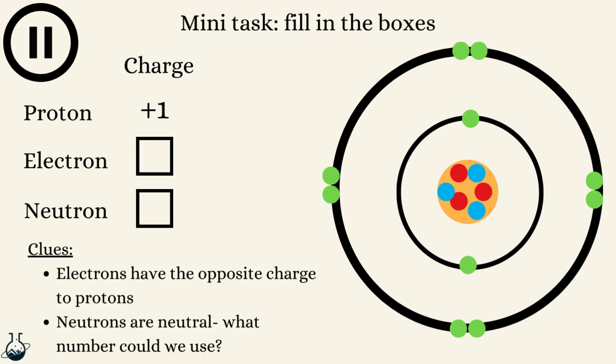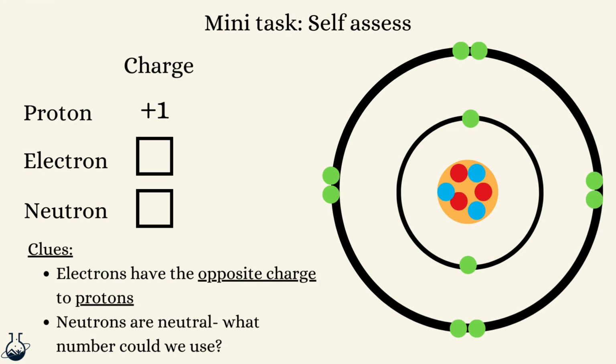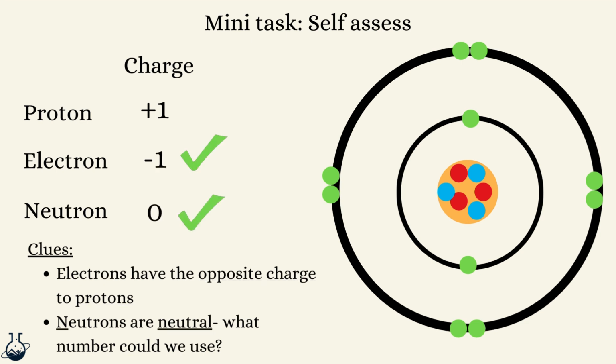Pause the video here and see if you can guess the charges of electrons and neutrons. Use the clues at the bottom of the screen to help you. Well done for having a go. So electrons have opposite charges to protons, which are positive. Therefore, electrons are negative. And neutrons are neutral. They have no charge. Neutrons, neutral, no charge. We can give this a 0.